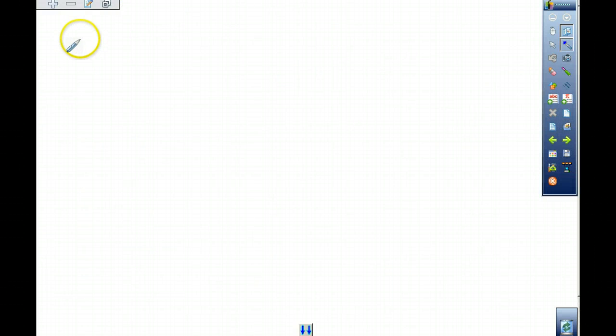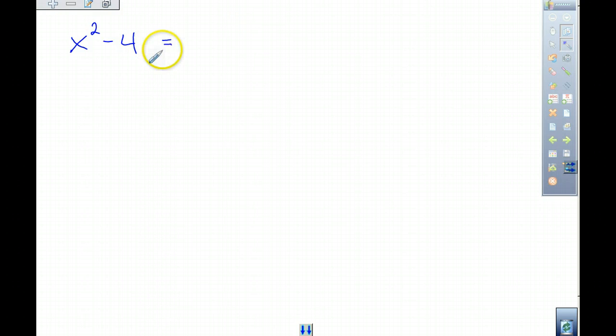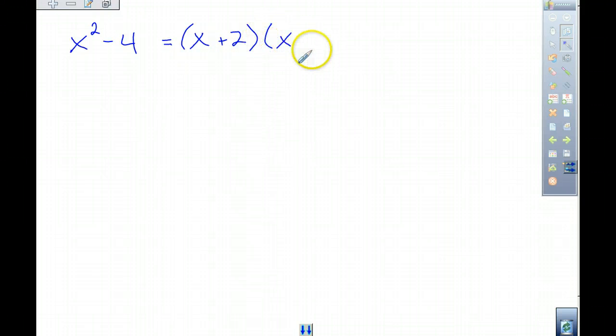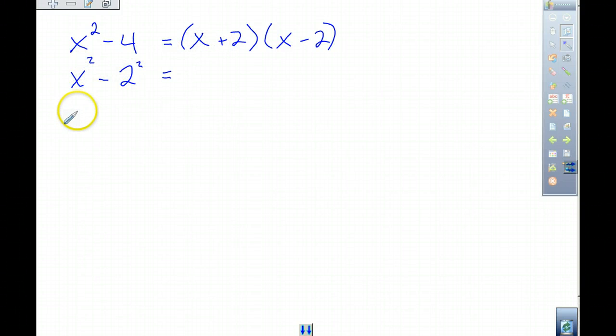So first, let's review difference of squares. So x squared minus 4. Well, how does that factor? X minus 2, x plus 2. Or x plus 2, x minus 2. And the way we looked at this said this is a difference of two terms being squared. So it's just going to be one of them with a plus and one of them with a minus.